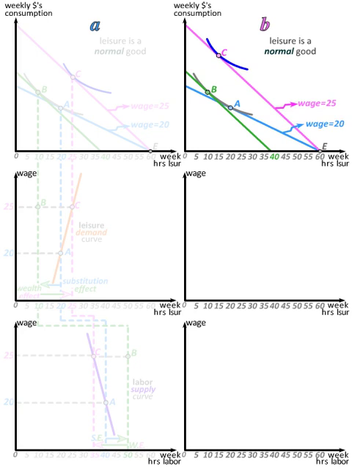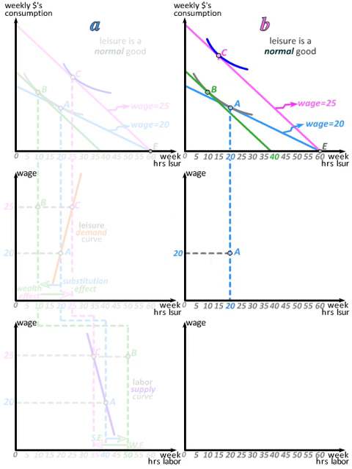Furthermore, notice that as we go from bundle B to bundle C, and thus from the green compensated budget to the parallel magenta final budget, we're increasing our consumption of both leisure and other goods. Thus both leisure and other goods continue to be normal goods in this graph, just as they were in panel A.